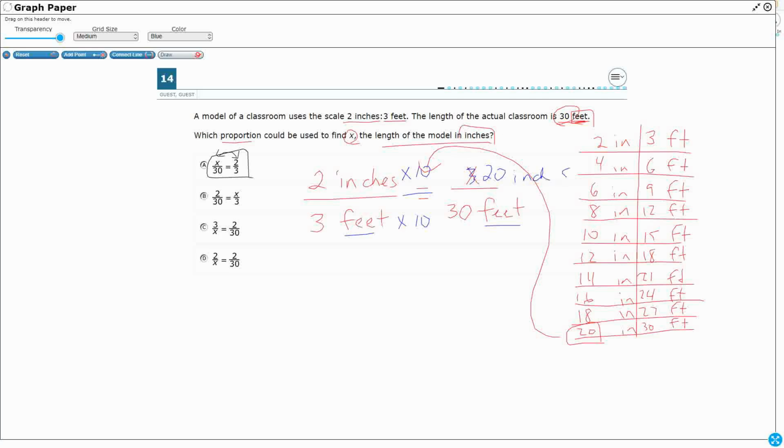And if you think about it, take a look. 20 over 30 does reduce down to 2 over 3 if we divide both top and bottom by 10, drop the zeros. So you get back to your original. So either way, it works, and our answer here is A.